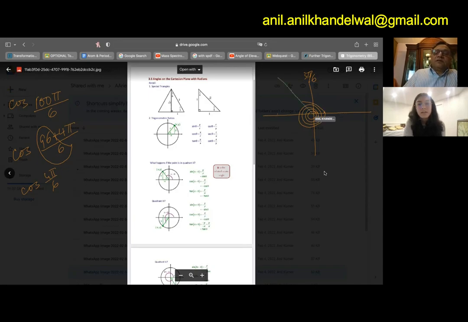So now we have reached 100 pi by 6. You see how we reached? And we are in quadrant 2. Means cos is negative and it is same as cos of 4 pi by 6, which can be simplified as minus cos 4 pi by 6. We are done. How much is left? Acute angle 2 pi by 6, correct? So 2 pi by 6 is the acute angle. So minus cos pi by 3.